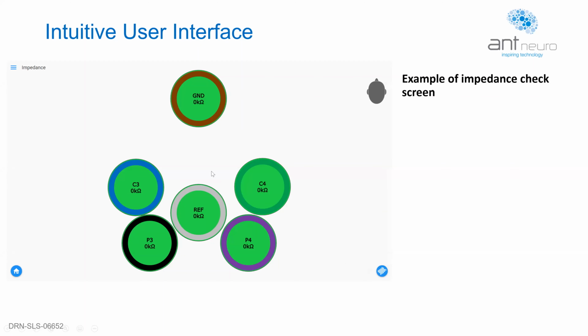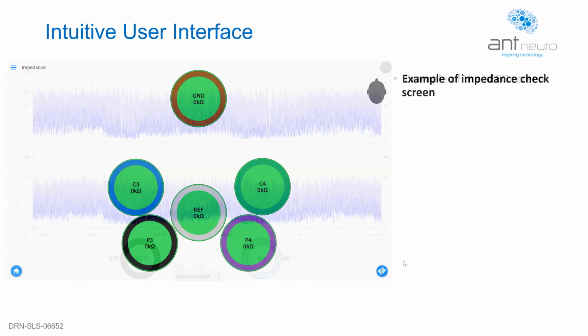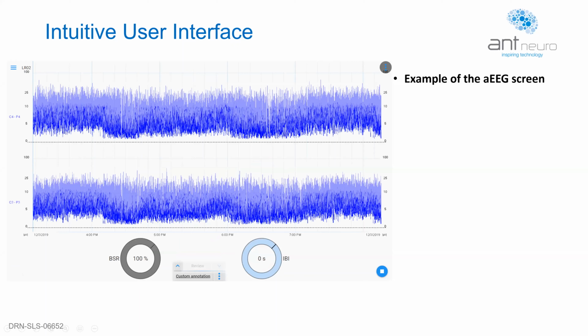Once they are all green, and the impedances are good, all you need to do is select the start record button. And this is an example of the aEEG screen, the screen that's presented to bedside clinicians. The purpose of this screen is to present the aEEG trend data in order to spot significant changes in this infant's background brain activity. Like Kathy said, if there was a seizure or if an electrode came off, the idea is to present it quickly and easily to the bedside caregiver.